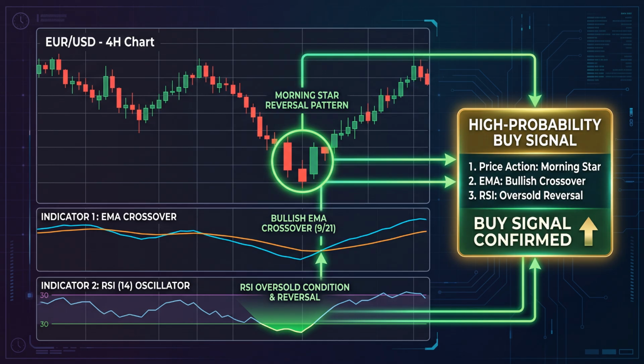Indicator 1. Bullish EMA crossover. The second signal is found in the middle panel, which displays two exponential moving averages, EMAs, that smooth out price data to identify the direction of the trend. The blue line represents the faster-moving 9 EMA, while the orange line is the slower-moving 21 EMA.